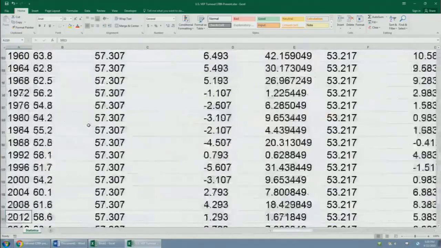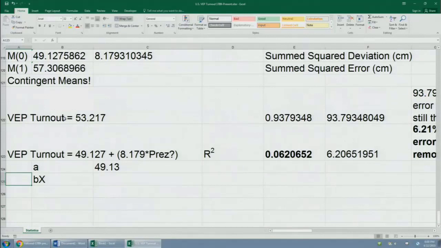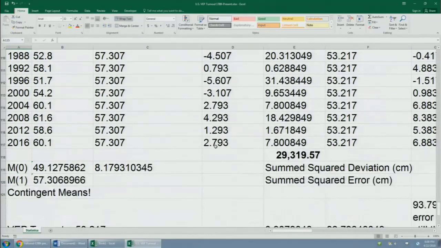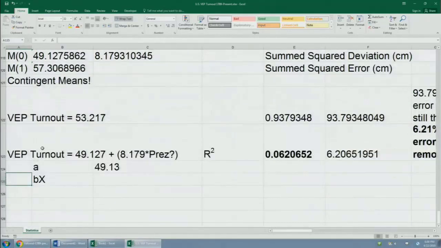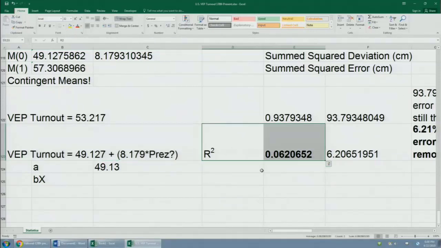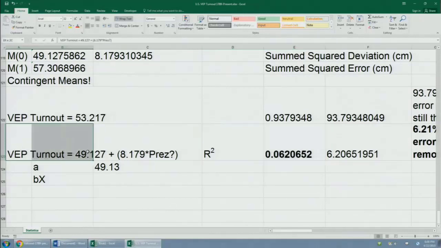That's what this is. All this stuff, all these massive lines of data and contingent means and all that stuff, all these cells boil down to two pieces of information. First, an equation that tells you what VEP turnout is going to be based on different values of pres, which we know the two possibilities are 0 and 1, right? Because that's what it is in our data. And second, the R-squared, which tells you, if you multiply it by 100, the percent of the error that you take away by introducing your independent variable.